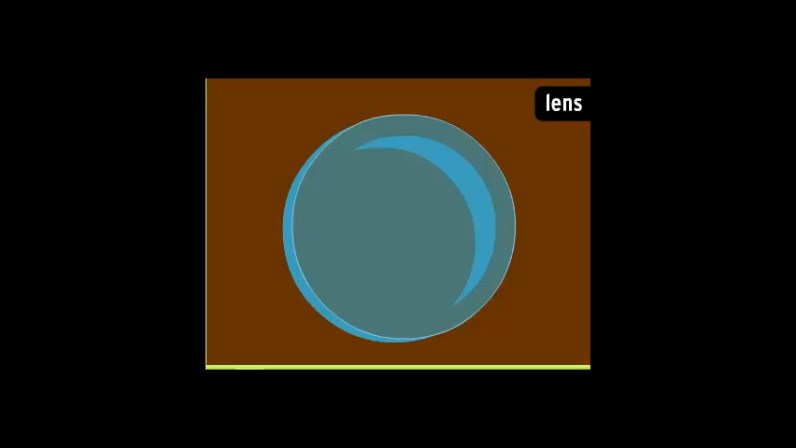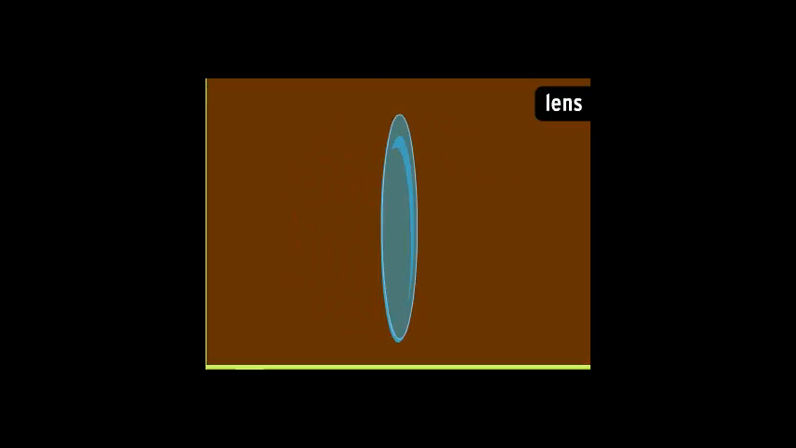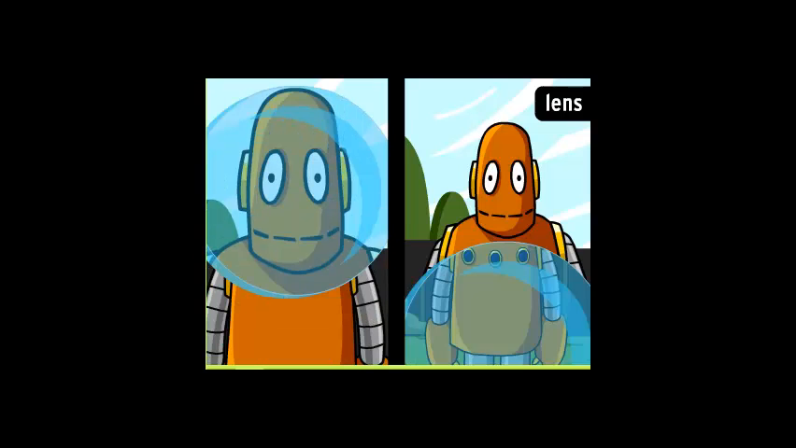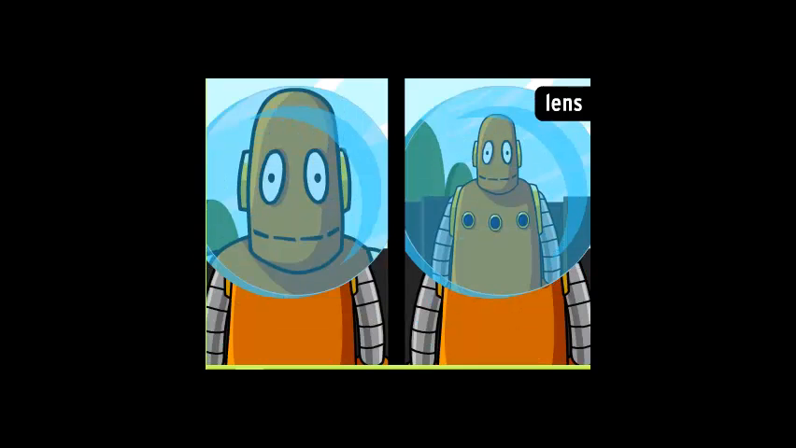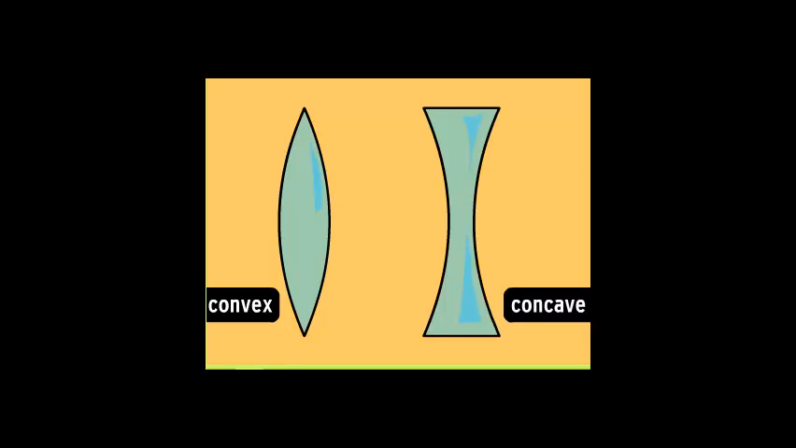A lens is a piece of glass or other transparent substance that's curved to bend light. Depending on how it's made, a lens can make objects appear bigger or smaller. Light microscopes magnify small objects with a combination of convex lenses, which curve outwards, and concave lenses, which curve inwards.